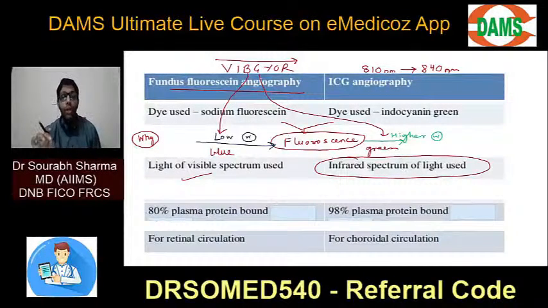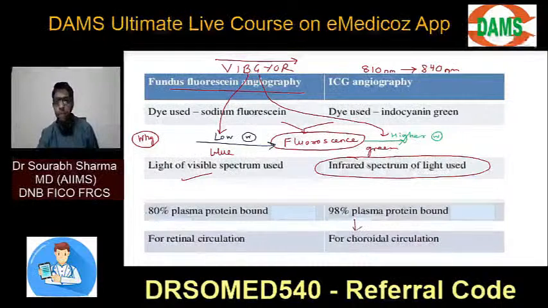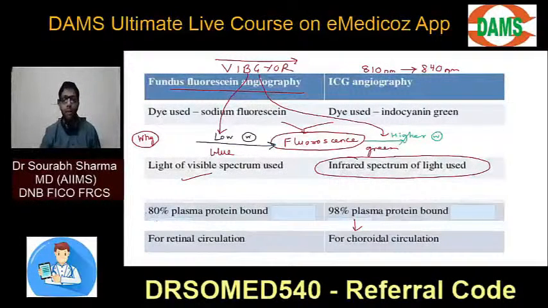So if you want to see choroidal circulation, which was behind the outer barrier, if it is 98% bound to protein, the ICG will not leave the choroidal circulation at all. So it becomes better for choroidal circulation, while fluorescein becomes better for retinal circulation. Because of high protein binding, ICG is not able to come out of the outer barrier at all. Fluorescein, some small particles can come out of the outer barrier, but still it cannot come out of the RPE. So for retinal circulation, fluorescein is better. For choroidal circulation, ICG is better.